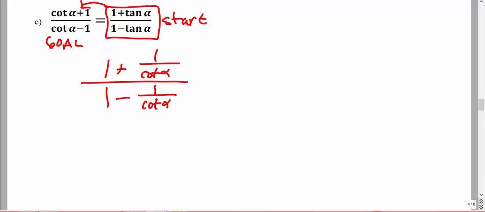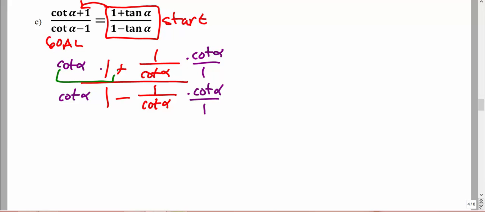So now we have a complex fraction, and we would like to get rid of the fractions within this larger fraction, so let's multiply by the LCD. All the little fractions inside this larger fraction have a common denominator of cotangent alpha. So let's multiply everything on top and the bottom by cotangent alpha. When we do that, we can think about these as cotangent alpha over 1. We get 1 times cotangent alpha, which would be cotangent alpha. And then on the right-hand side, when we simplify this multiplication, the cotangents cancel each other out, so we get plus 1.